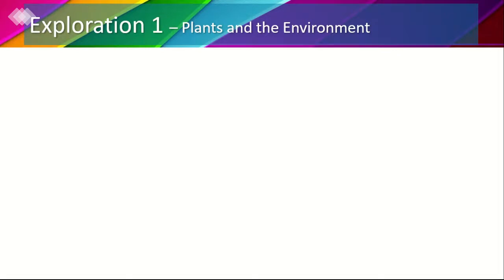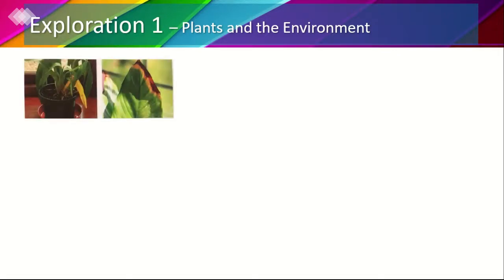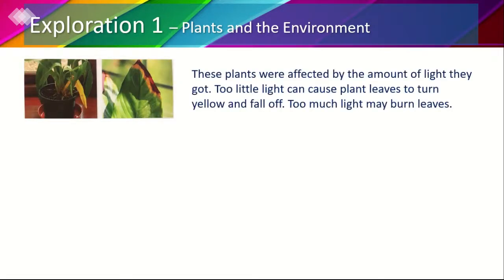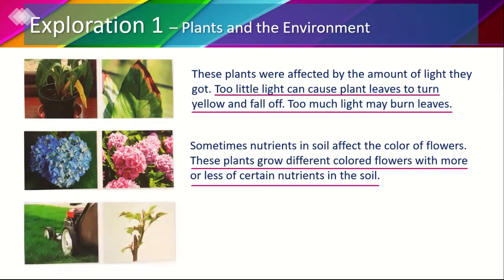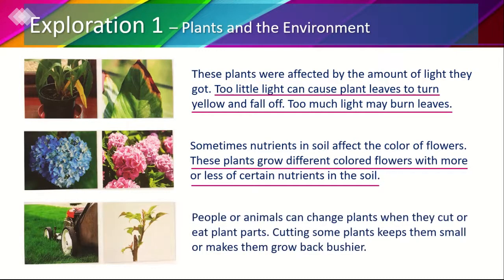Let's look at the photos of the plants. These plants were affected by the amount of light they got. Too little light can cause plant leaves to turn yellow and fall off, and too much light may burn the leaves. Sometimes nutrients in soil affect the color of flowers. These plants grow different colored flowers with more or less of certain nutrients in the soil. People or animals can change plants when they cut or eat plant parts. Cutting some plants keeps them small or makes them grow back bushier.